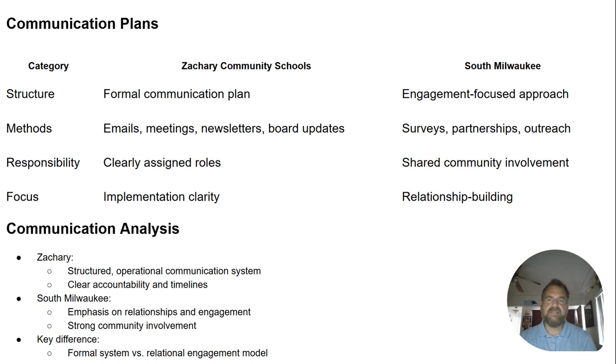With the communication plans, Zachary was more structured. They had clear accountability and timelines in their communication plans, while South Milwaukee emphasized relationships and engagement. They did have strong community involvement, which I know Zachary does as well, but South Milwaukee made sure they emphasized that. I think the key difference is a formal system versus a relatable engagement model, where you're in the community or with the students, and it's more student centered.